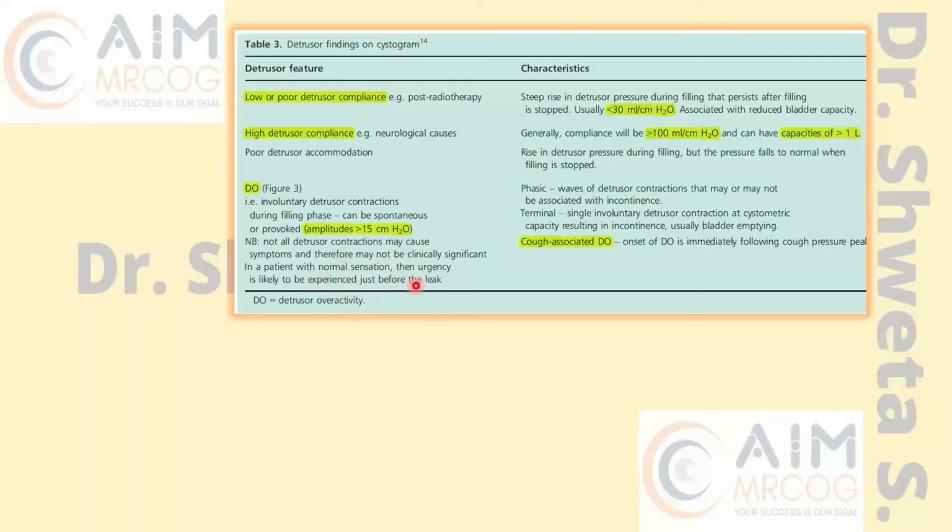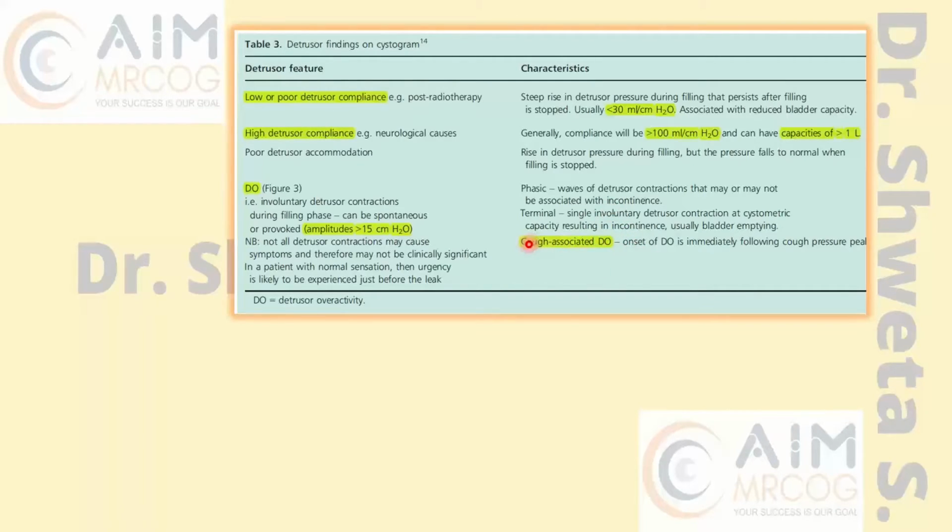The urgency will always be there before the leak if it is because of detrusor overactivity. Urgency is the important symptom of overactive bladder as well as DO, detrusor overactivity. Now, here is your answer: cuff associated detrusor overactivity. Onset of detrusor overactivity immediately following cuff pressure peak, that is detrusor overactivity. This is cuff associated detrusor overactivity.